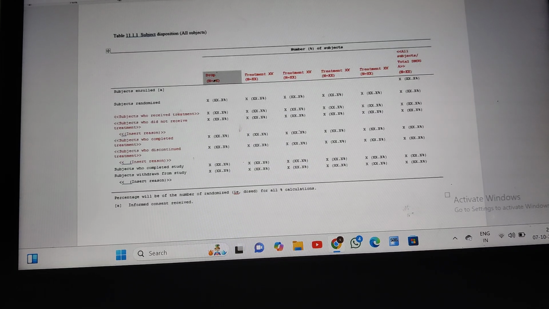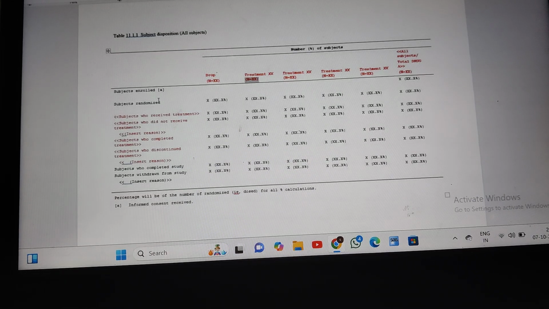So header counts are nothing but the big N. These are the headers: the drug treatment XX, treatment XX 01, 02, 03, or whatever it may be based on the study requirement, and all subjects total drug. These will be the table headers. And then n equal to XX is nothing but your big N. All the headers will have the big N value. The big N is nothing but the count of the particular group.